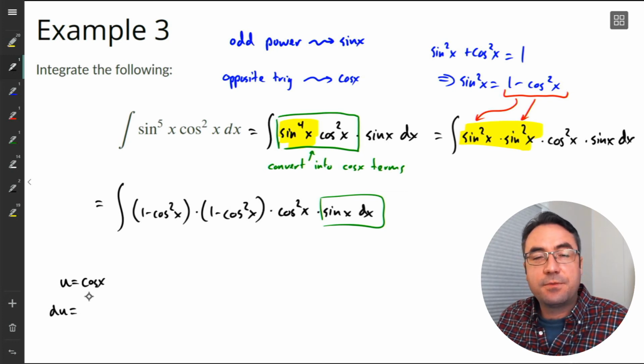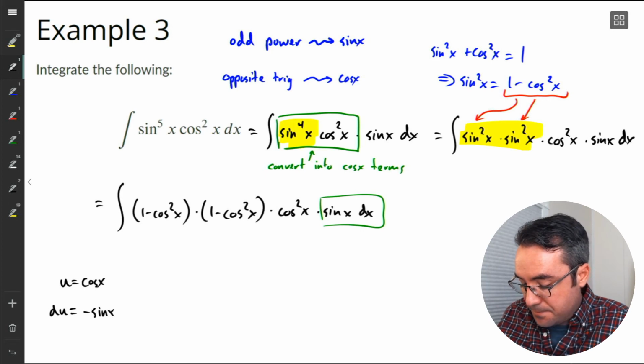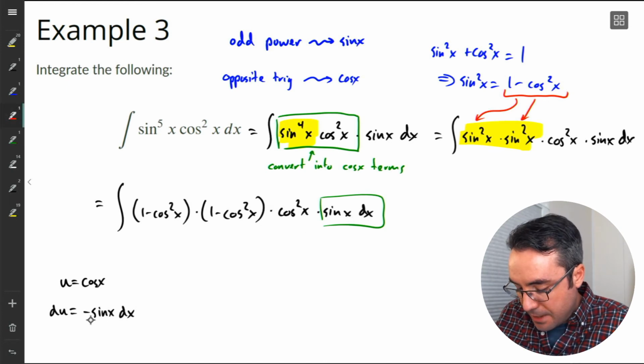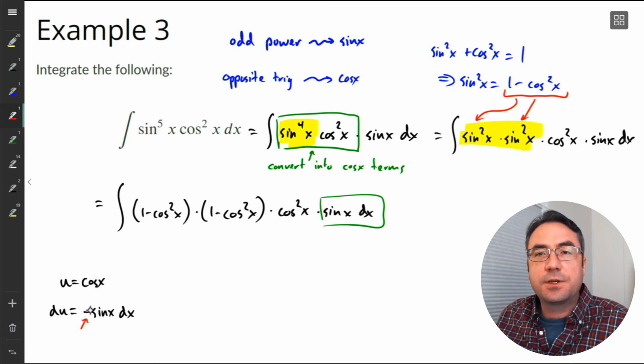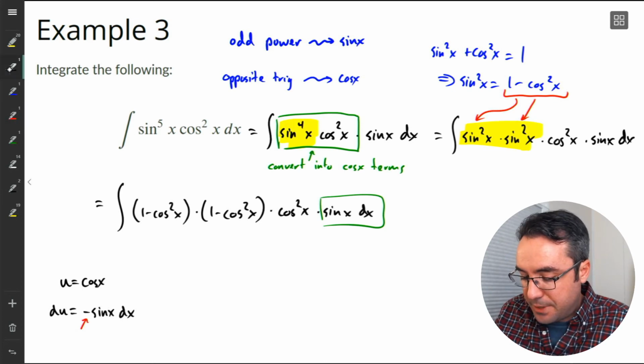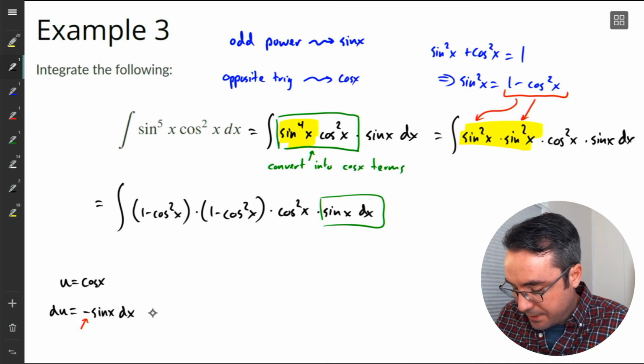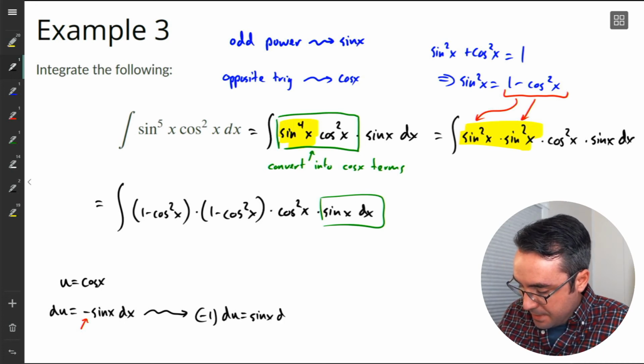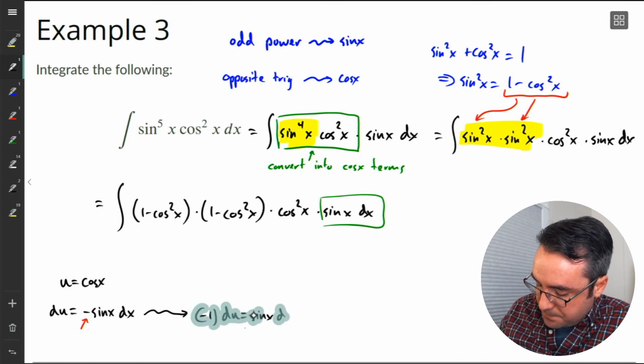We calculate the derivative, the differential du. The derivative of cosine is negative sine, and then we put on our dx. Now if we compare this with what we actually have in the integral, we have sine of x dx. Here we have this extra negative. So we do need to do a little bit of work to make this match exactly. But that's just an extra constant, so that's no big deal. So we can move that negative to the other side. And I'm probably going to need a little bit more room.